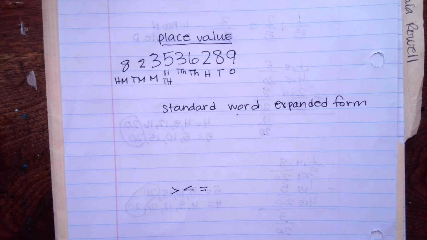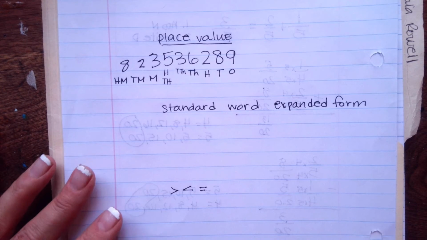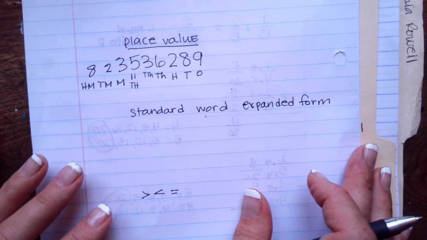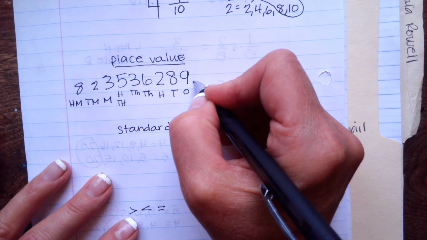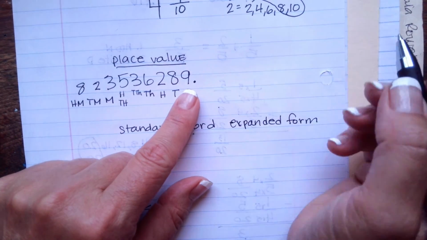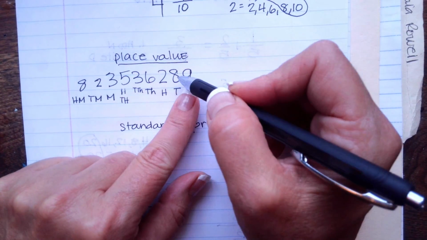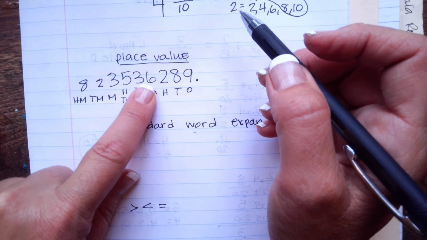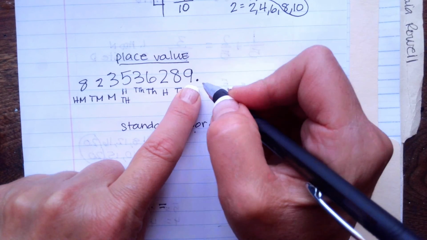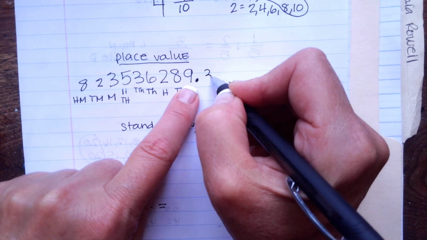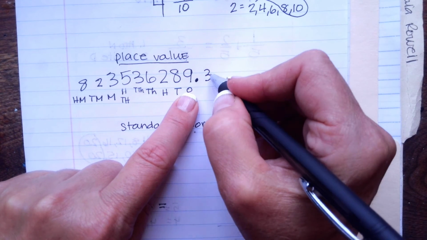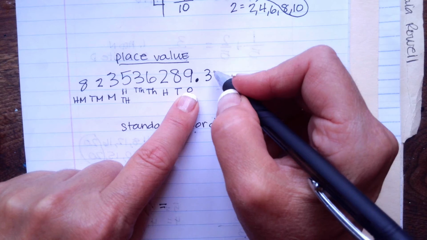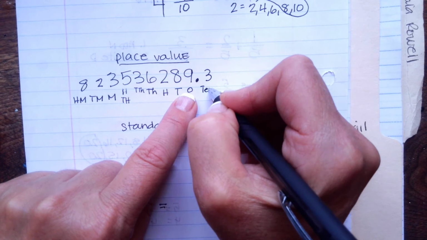All right, so that is place value, and then sometimes they're going to ask you what comes after the decimal. So I have this number, it's 823,536,289 point, and then after the decimal, we don't have a ones place, we start with tenths.